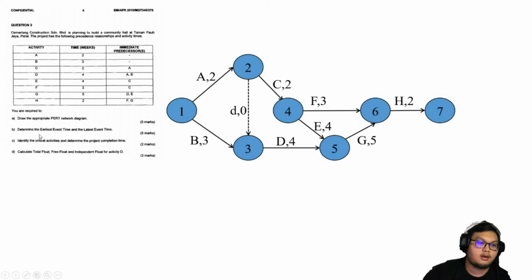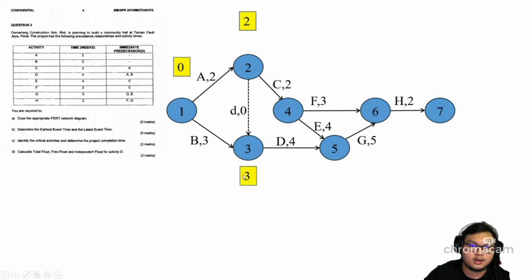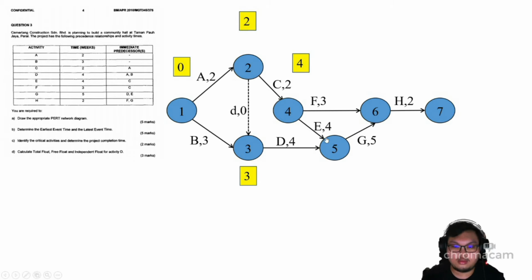Okay, now we calculate the EET. The first EET is 0. We add with 2, and the second event will be 2. The third event, 0 plus 3. Next, 2 plus 2. Event 4 we have 4 EET. To calculate EET for event 5, we have 4 plus 4 is 8, and then 3 plus 4 is 7. So we take the larger one. The larger one, 4 plus 4 is 8. Okay, now this is 8.